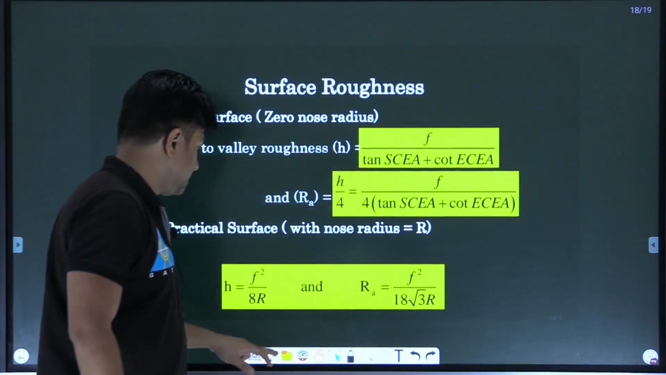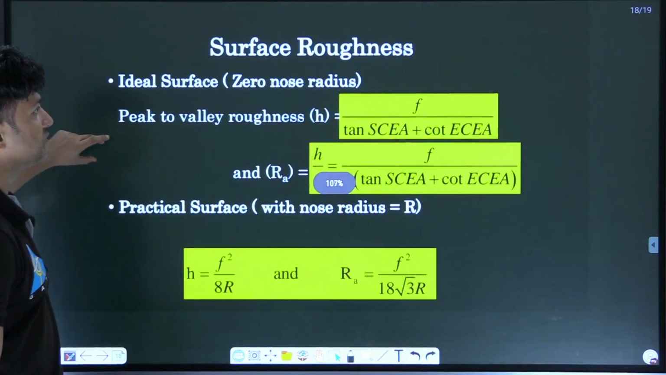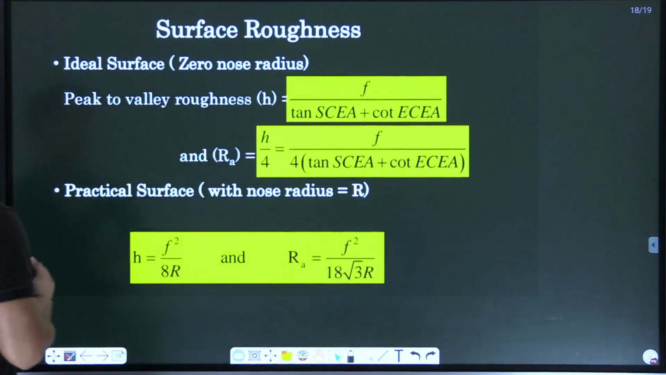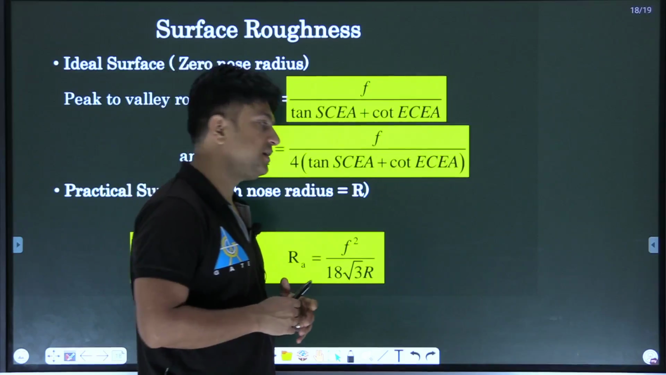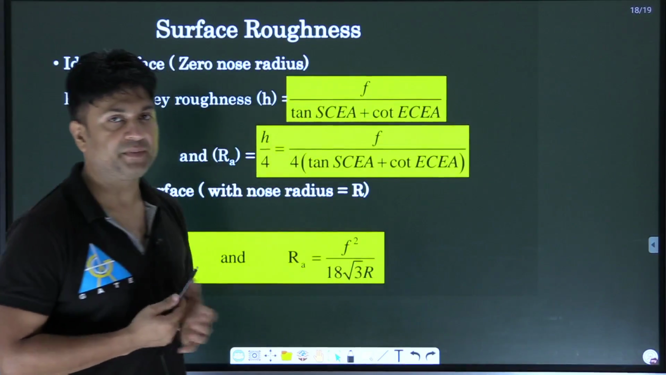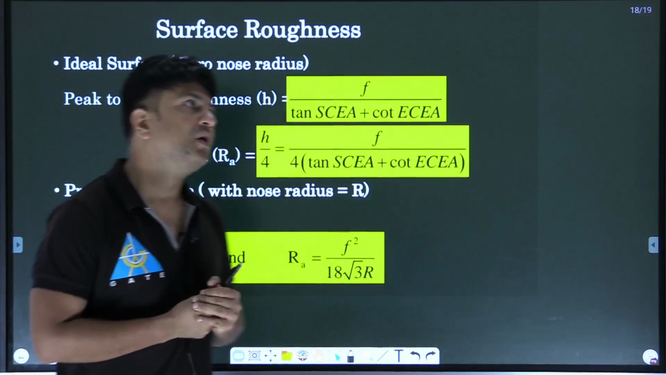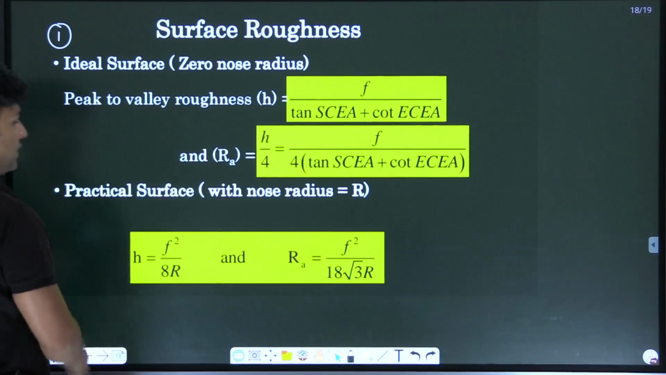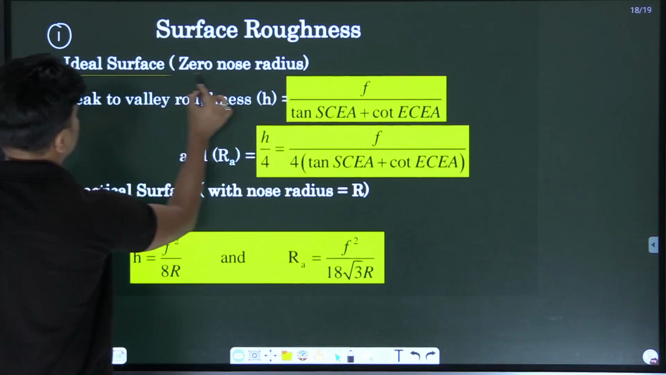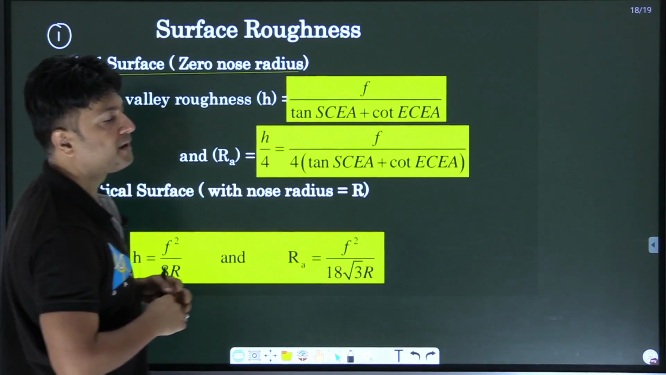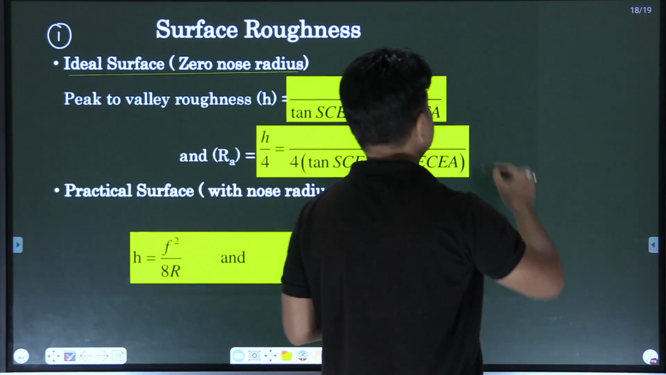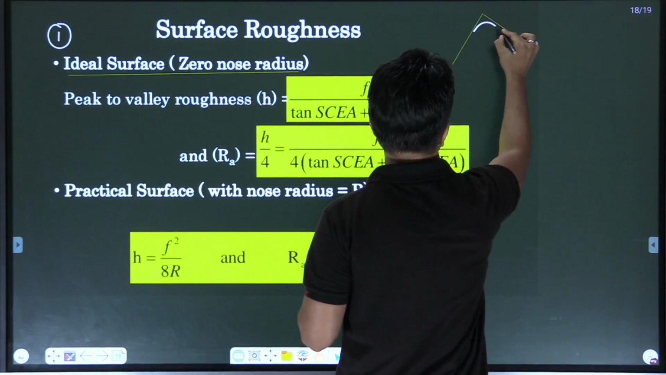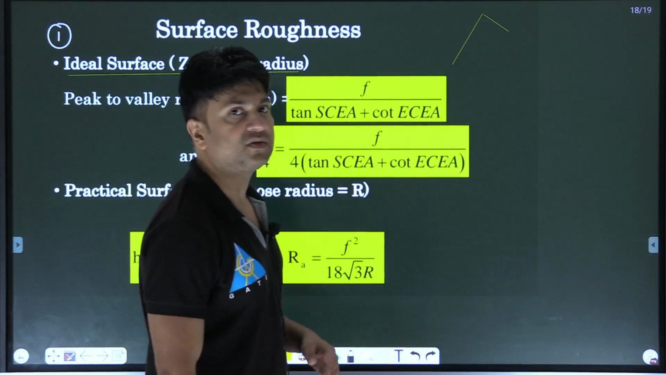Now, the surface roughness concept. Suppose that we are doing a cutting operation by a single point turning tool. In an ideal case, formula number 1, the nose radius is 0. What does it mean? The tool remains very sharp. There is no curvature on the tool tip.